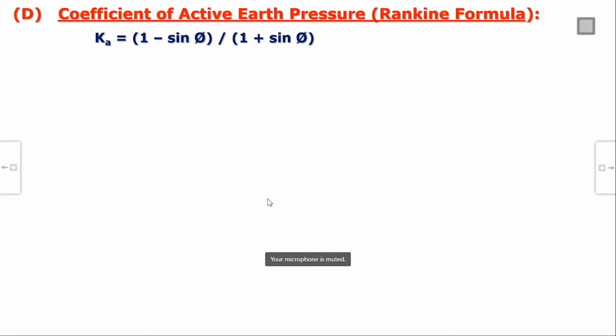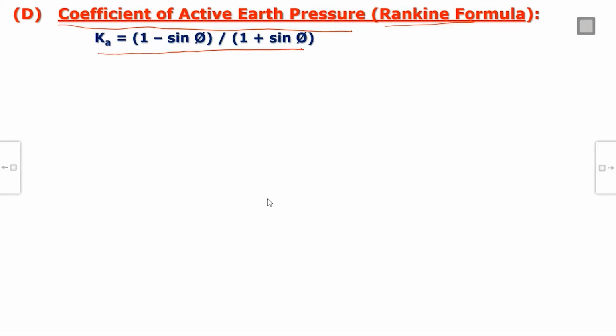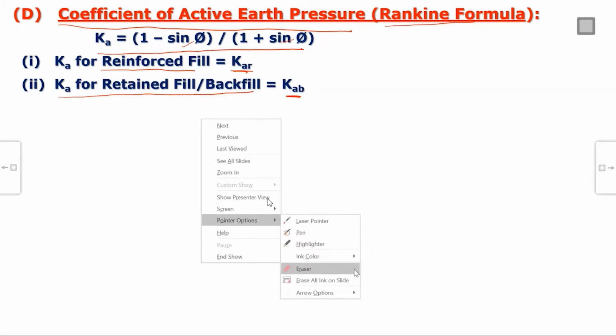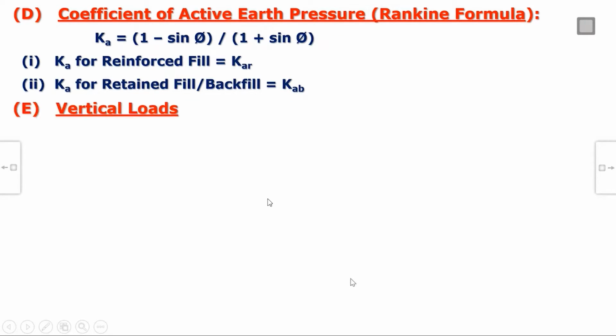After that we will calculate the coefficient of active earth pressure, which is given by the Rankine formula. You all must be knowing, Ka equals (1 minus sin phi) divided by (1 plus sin phi). If you calculate it for reinforced fill, we call it KAR, and if you calculate it for retained fill or backfill, it will be KAB. So if you put phi R in this, it will come for reinforced fill. If you put phi B, it will come for your retained fill or backfill. KAR and KAB we will calculate.